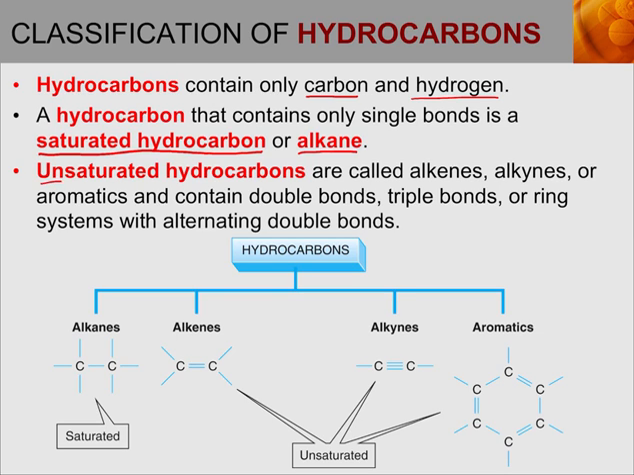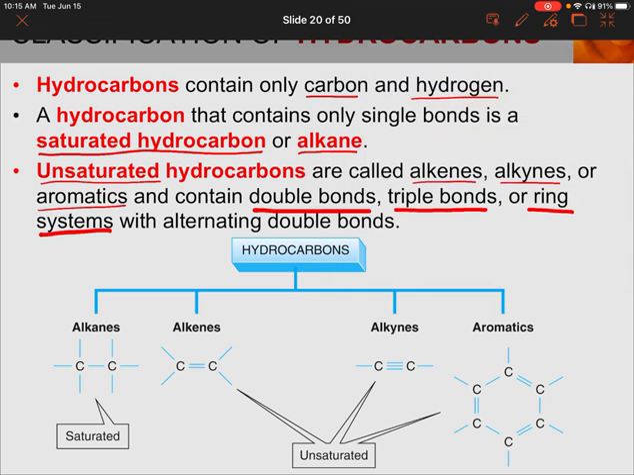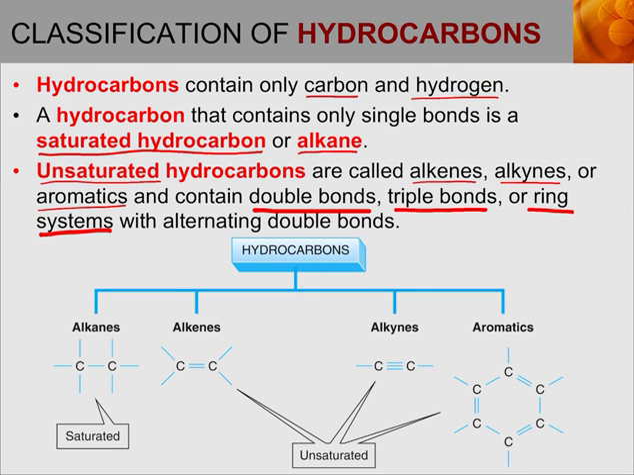Unsaturated hydrocarbons, however, are called alkenes, alkynes, or aromatics. And they contain double bonds, triple bonds, or ring systems with alternating double bonds. So unsaturated hydrocarbons have fewer hydrogens than alkanes. So for example, if we look down below at our chart, we have all of our different hydrocarbons: alkanes, alkenes, alkynes, and aromatics.